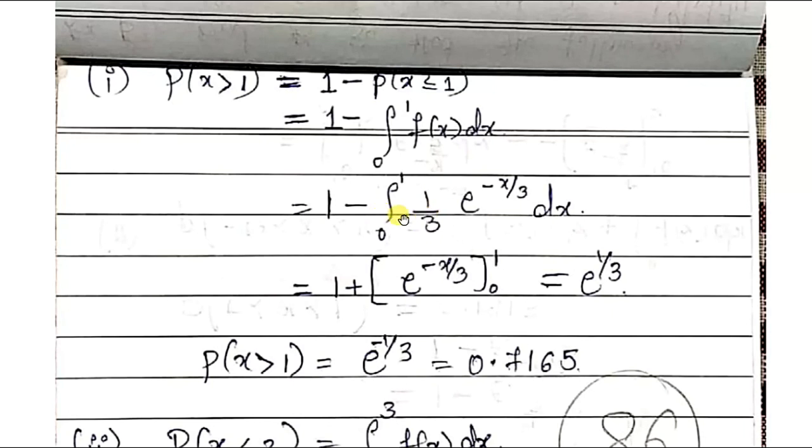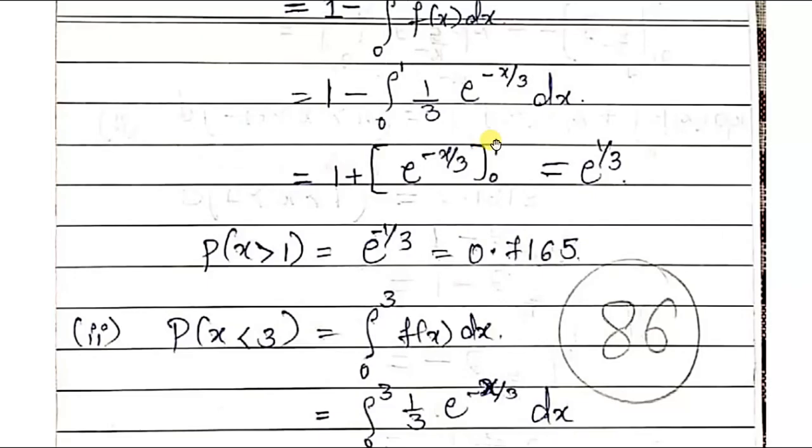1 by 3 is a constant, take it outside. The integration of e to the power of minus x by 3 is e power minus x by 3 divided by minus 1 by 3. That 1 by 3 will cancel each other. Here in the denominator the minus and this minus will become plus. So it is 1 plus e to the power of minus x by 3 between the limits 0 to 1. Now let us apply the limit here. It is e to the power of 1 by 3 minus e to the power of 0 by 3. 0 by anything is 0. e power 0 is 1. That is minus 1 plus 1 will cancel each other. You will be remaining with e to the power of minus 1 by 3.